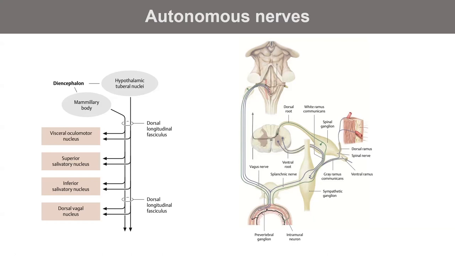This is one of the scenarios. The other scenario, as we mentioned, is that this preganglionic fiber that is going via the white communicating branch doesn't synapse in the paravertebral ganglion, but continues and reaches the prevertebral sympathetic ganglion.